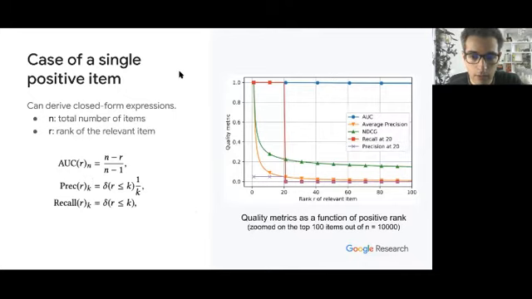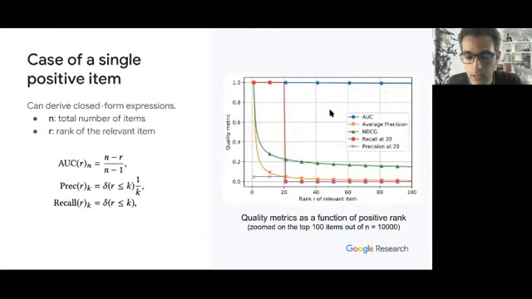The exact metrics can be written as a function of the rank R of the relevant item. Here's a couple of examples. AUC is a linear function of R. Precision at k and recall at k, in red and purple, are step functions. So they assign a constant weight to all of the ranks up to k, and then 0 weight to all other ranks. And NDCG and average precision are also decreasing functions of the ranks. One decreases as 1 over log R, and one decreases as 1 over R.